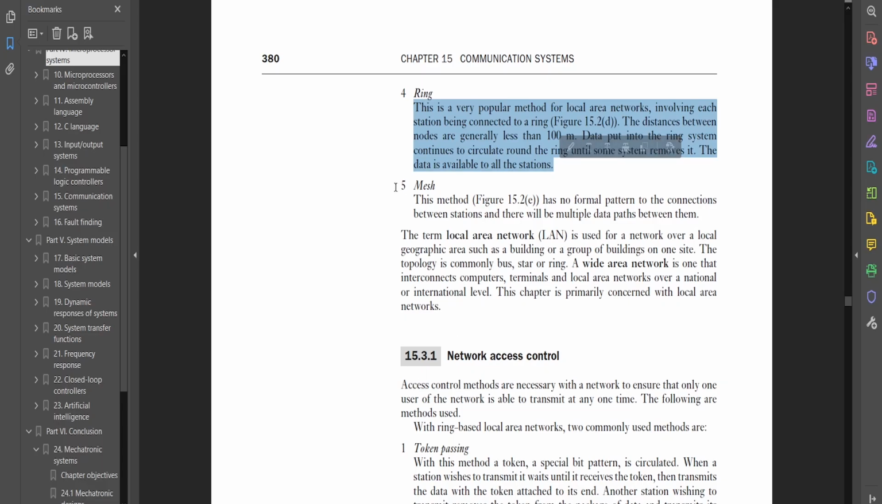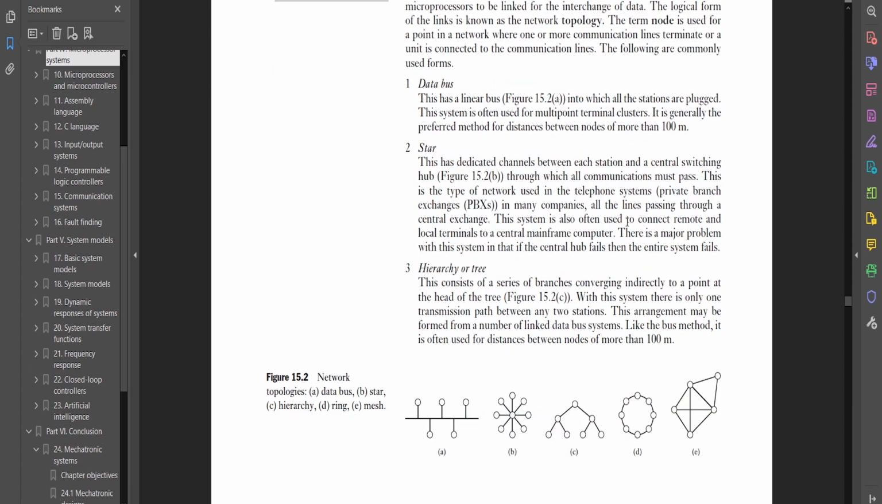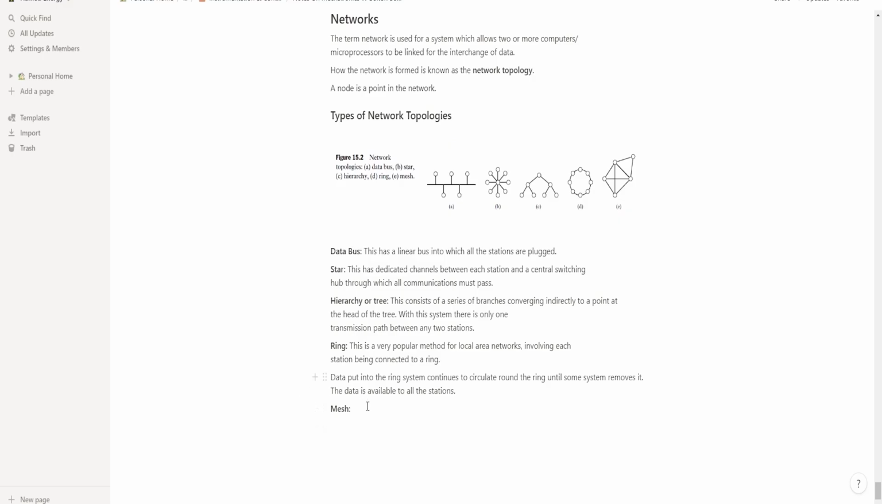Cool. And then lastly, mesh. This method has no formal pattern to the connections between stations, and there will be multiple data paths between them. So basically, the mesh system is not like that. It's just similar in the sense that it's all over the place, however the person wants to set it up.